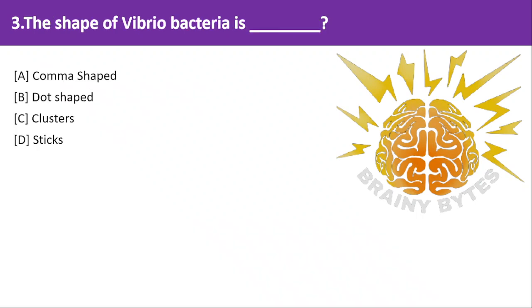Question number 3. The shape of a Vibrio bacteria is: options A. Comma shaped, B. Dot shaped, C. Clusters, D. Sticks. Correct option is A. Comma shaped.